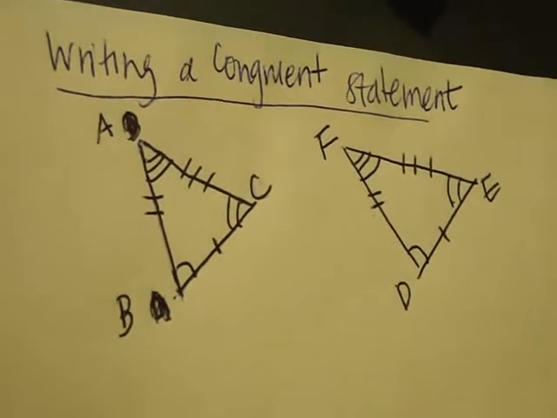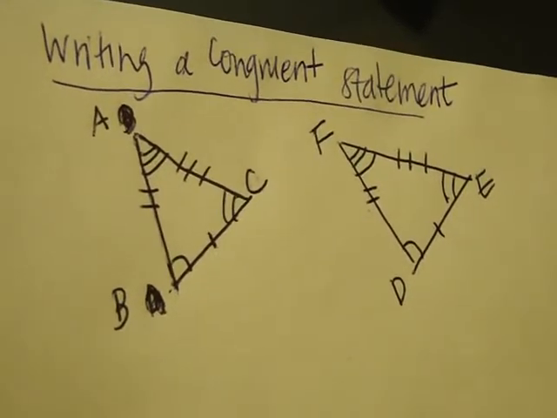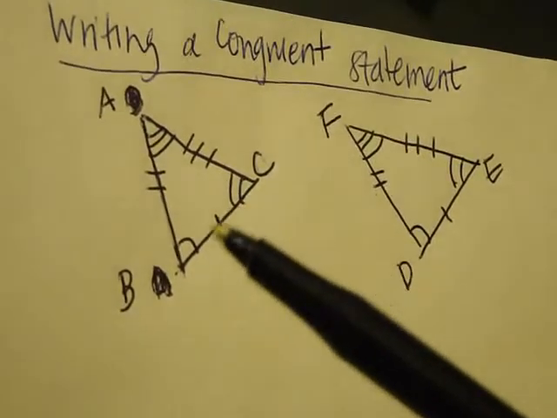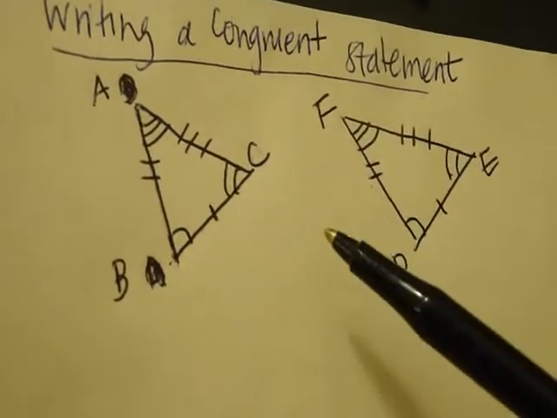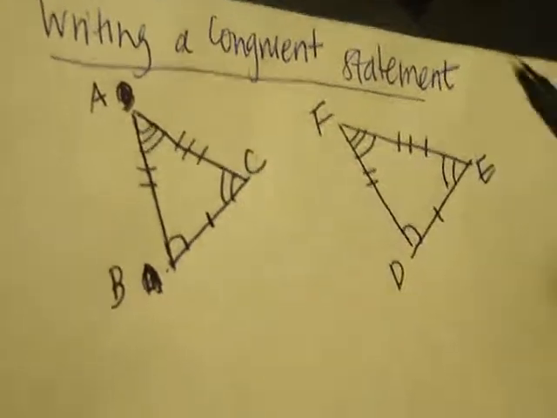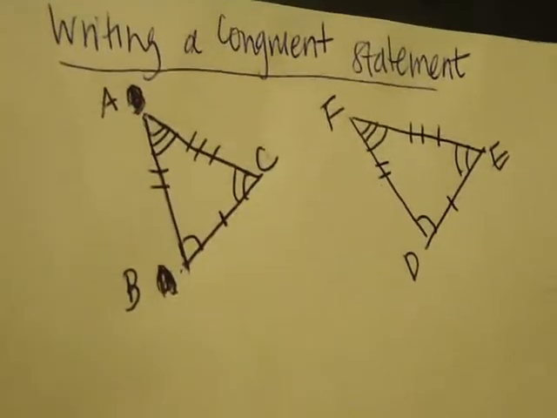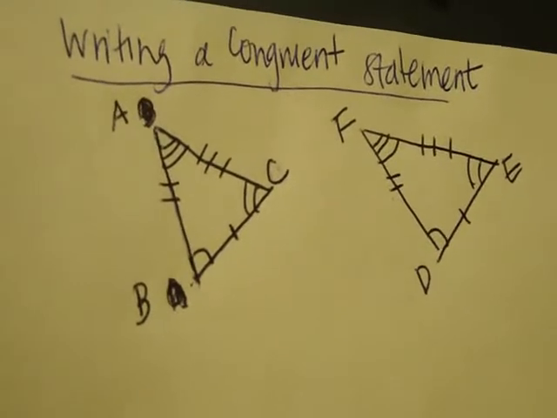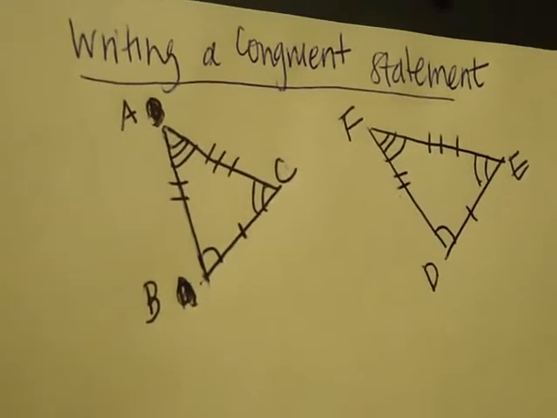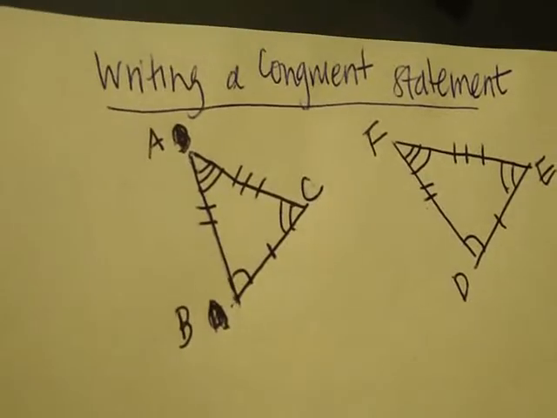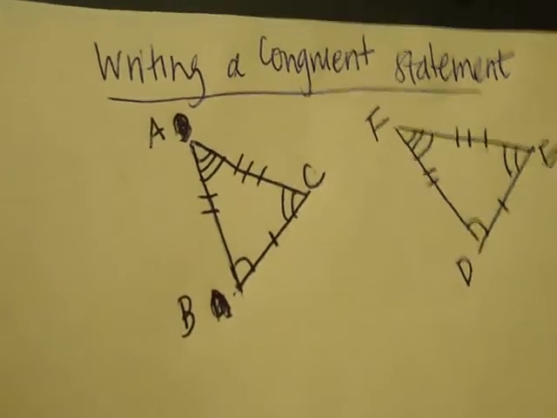Okay. First, before we write our congruence statement, it's really important to make sure that we know which angles correspond with each other and which sides correspond with each other to make sure that our congruence statement has the accurate order. So to do this, I'm going to go ahead and list all our corresponding angles and all our corresponding sides. Okay. So just like before, go ahead and make 2 columns in your notebook.